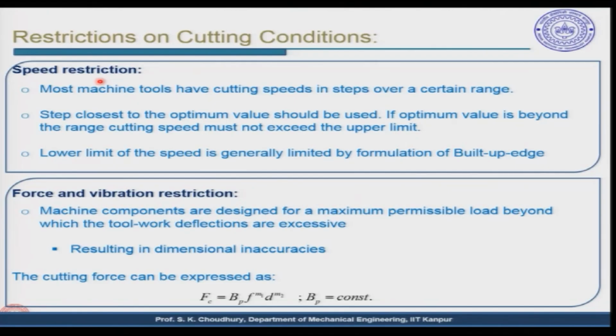So, you have to adjust these values to get the right kind of fabrication. Similarly, we have a force and vibration restriction. Machine components are designed for a maximum permissible load, beyond which the tool work deflection will be excessive. So, you find out the cutting force by this formula, which will be designed according to the machine, and if this is coming out to be more or less than the optimum velocity that you have calculated, you have to adjust it. That is the basic idea behind the adjustment.